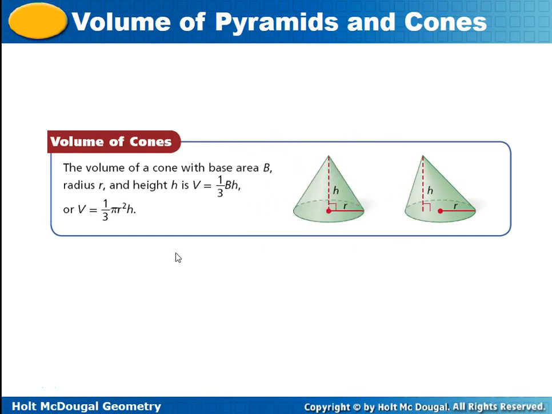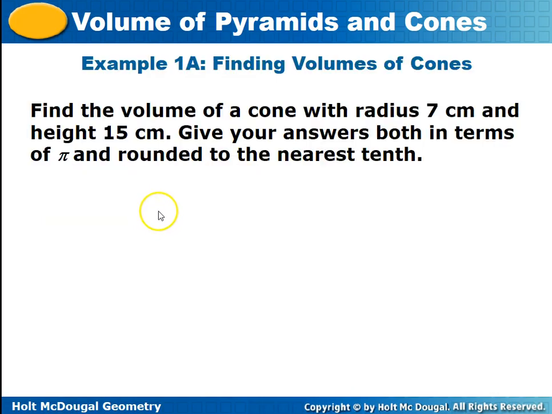So here again, the two variables we need are the radius and the height. That's what our R and our H are. And we're going to take 1/3 of the radius squared times the height and then multiply that by pi. When we're doing the volume of a cone, we're always going to give our answer in two different ways, one with pi in it and then one when we multiply by pi.